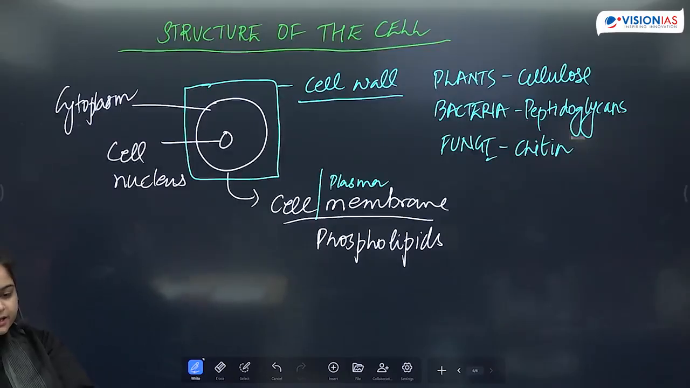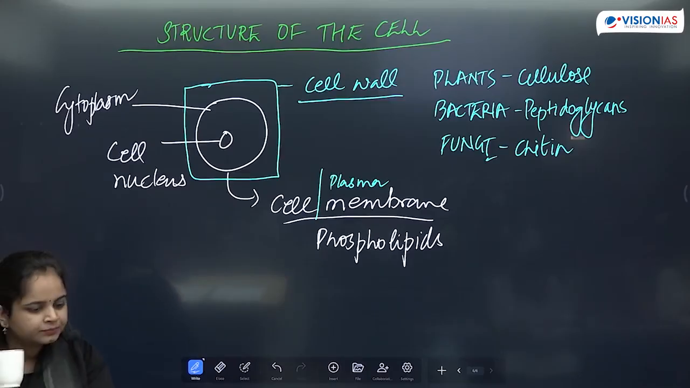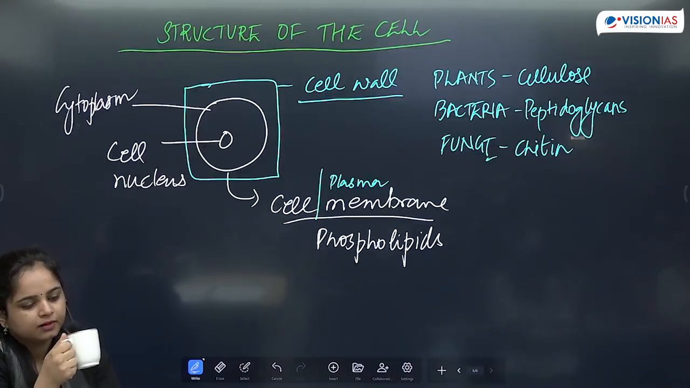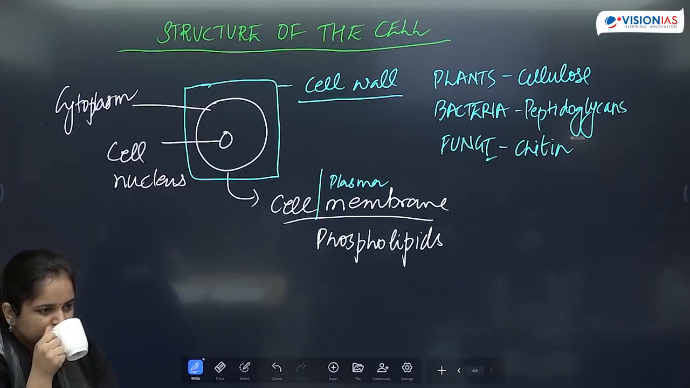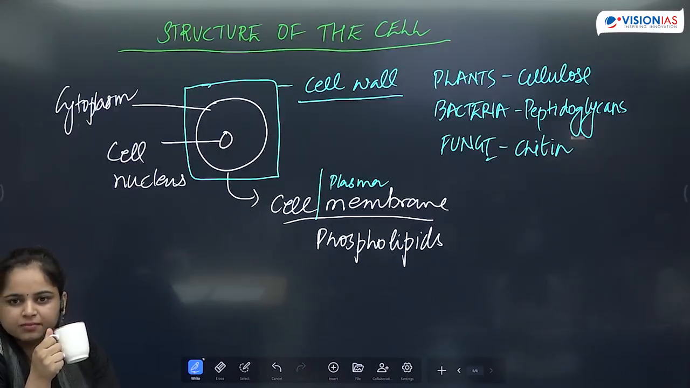Then please write cell nucleus. It is the controlling center of all the activities of the cell, which contains the genetic material of the cell. It is called the brain of the cell.